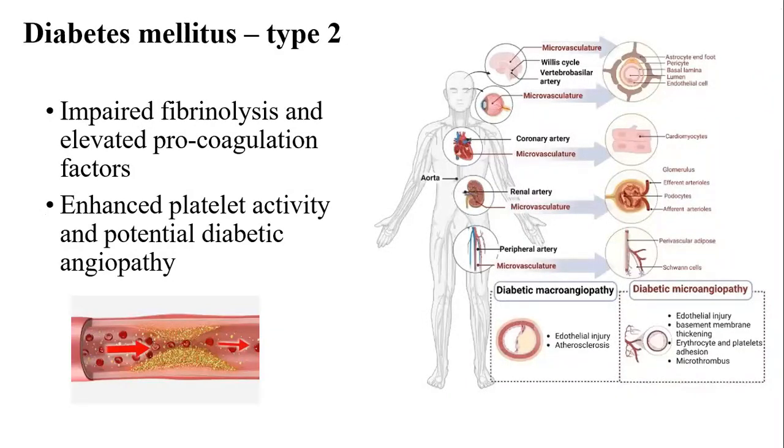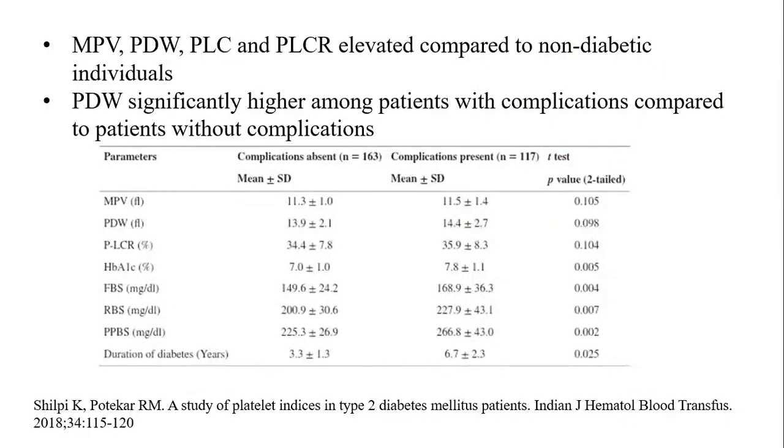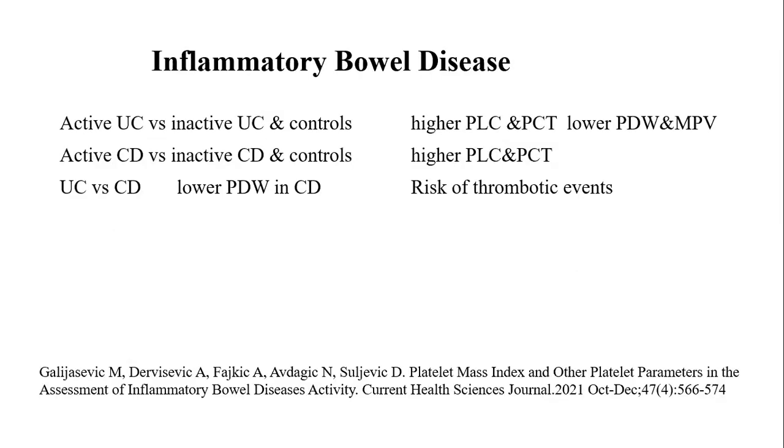Another common disease entity we see in medical wards is diabetes. We all know that in diabetes there is impaired fibrinolysis and elevated procoagulation factors, which lead to enhanced platelet activity and potential diabetic angiopathy, be it macroangiopathy or microangiopathy. So when compared to non-diabetic patients, patients with diabetes tend to have elevated mean platelet volume, platelet distribution width, platelet count, and platelet to large cell ratio. Even among patients with diabetes, those with complications tend to have significantly higher platelet distribution width when compared to patients without complications.